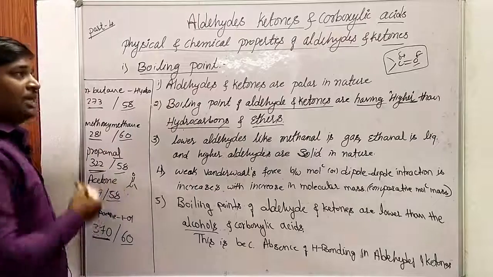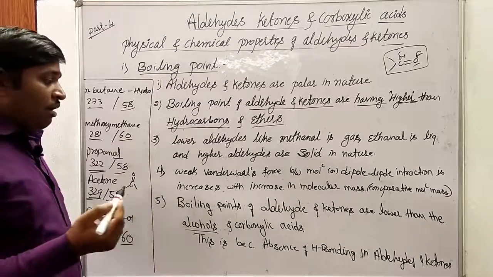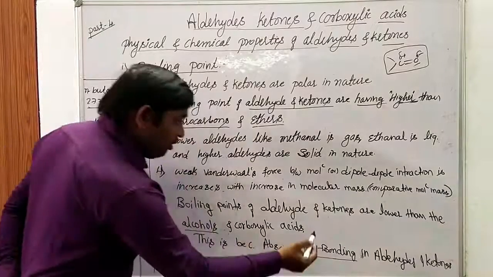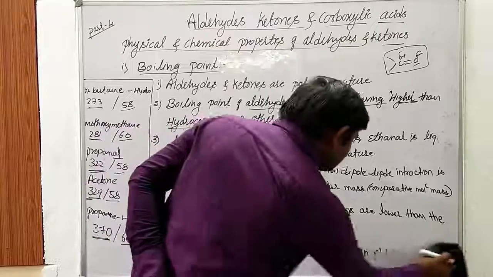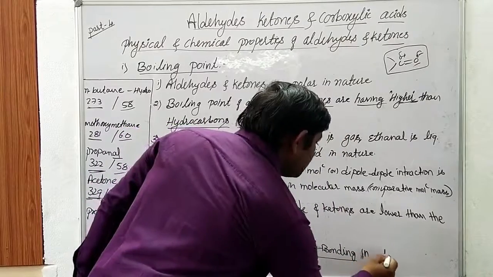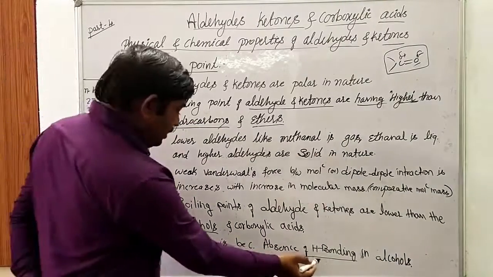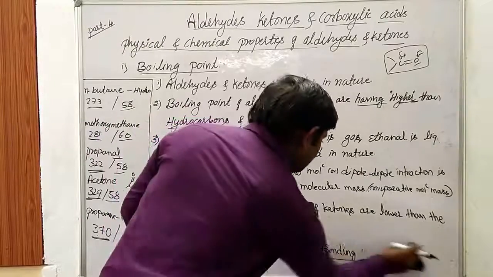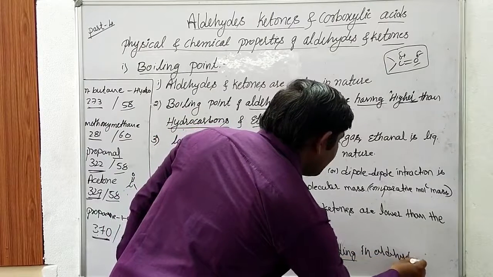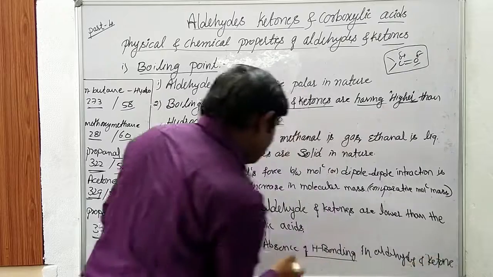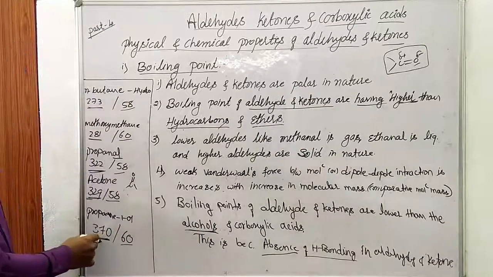Aldehydes and ketones have higher boiling points than ethers and corresponding hydrocarbons, whereas in the case of alcohols there is the presence of hydrogen bonding. Due to the presence of hydrogen bonding in alcohols and carboxylic acids, and the absence of hydrogen bonding in aldehydes and ketones, the boiling point of alcohols is higher.